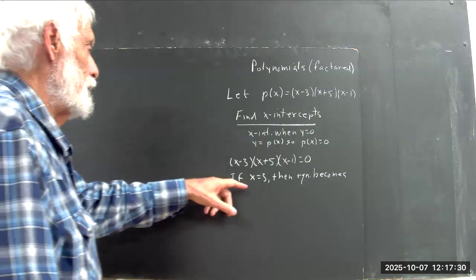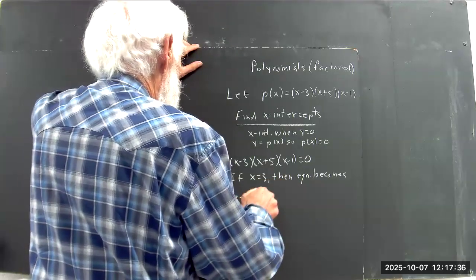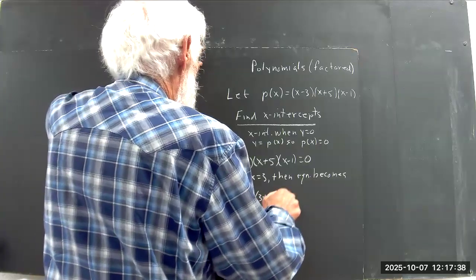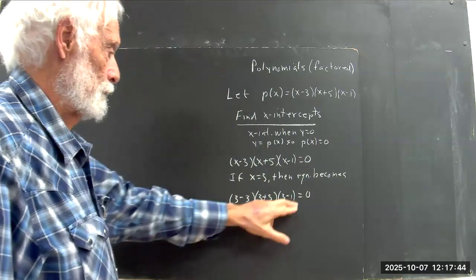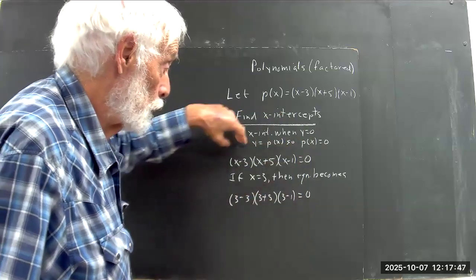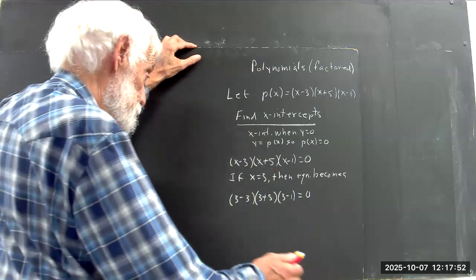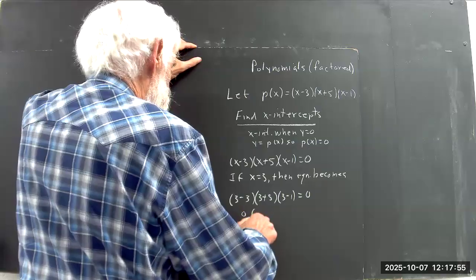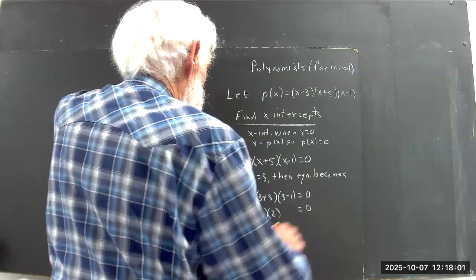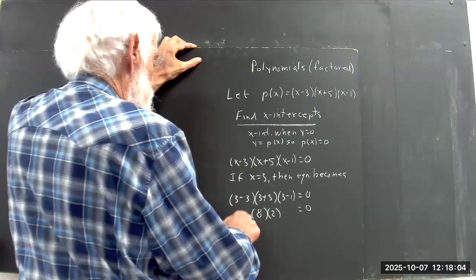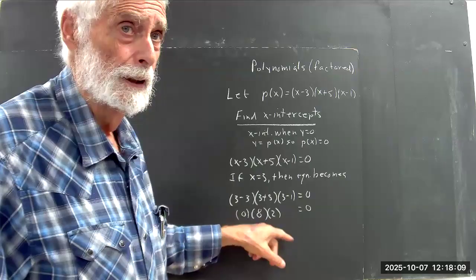So if we put x equals 3 in, the equation becomes 3 minus 3 times 3 plus 5 times 3 minus 1 equals 0. I don't know if everybody remembered to write equals 0, but we're doing the whole equation, right? So we want the equals 0 on there, and we want to see if it worked. Well, 3 minus 3 is 0, 3 plus 5 is 8, 3 minus 1 is 2. Does that equal 0? Well, yeah. You multiply 0 by 8, you get 0, and then you multiply that by 2, and you still get 0.